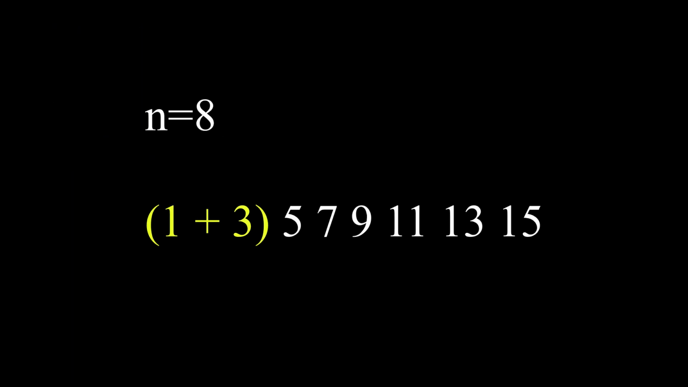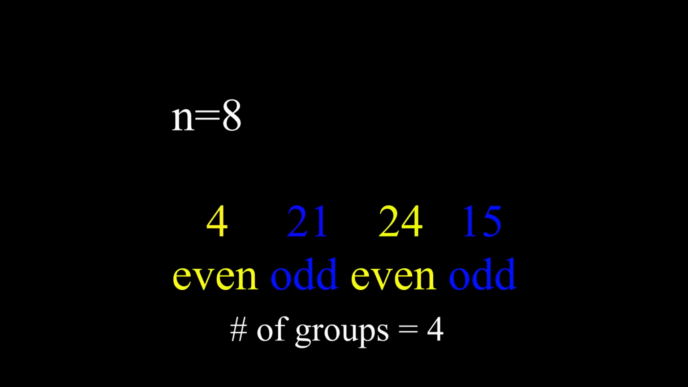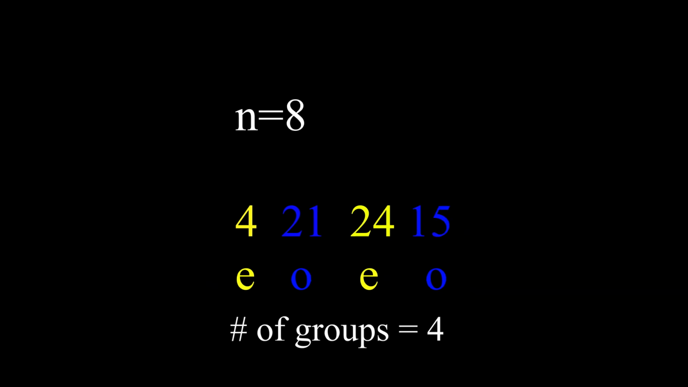For problem 2, you're given n numbers. You want to find a way to combine the numbers to form the maximum number of groups with the pattern even, odd, even, odd. To make our lives easier, let's say that even number equals e and odd number equals o, so that our desired pattern is EO.